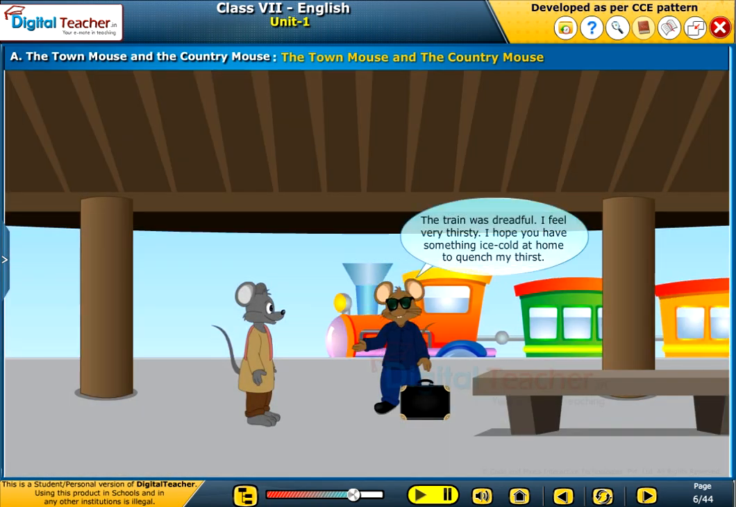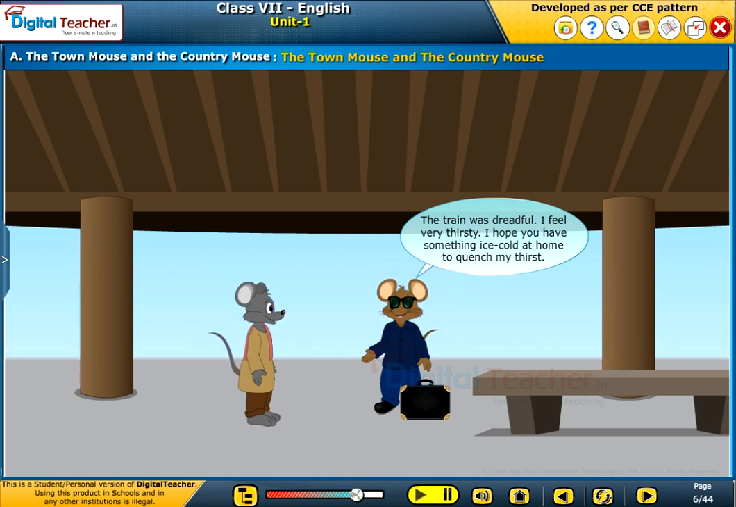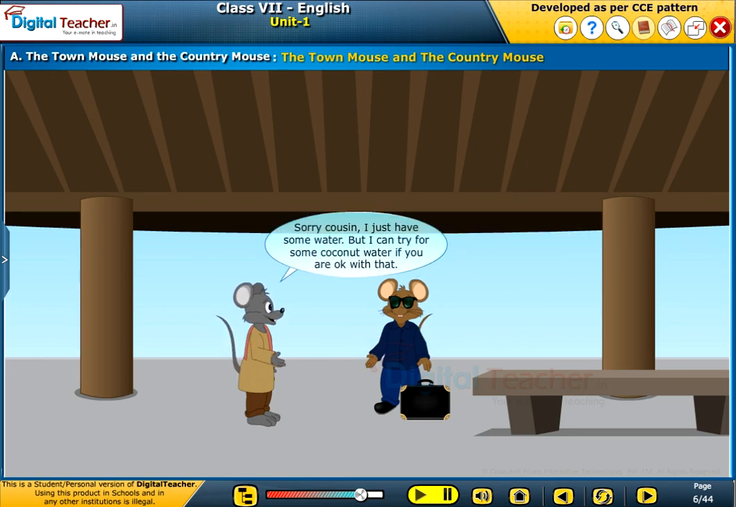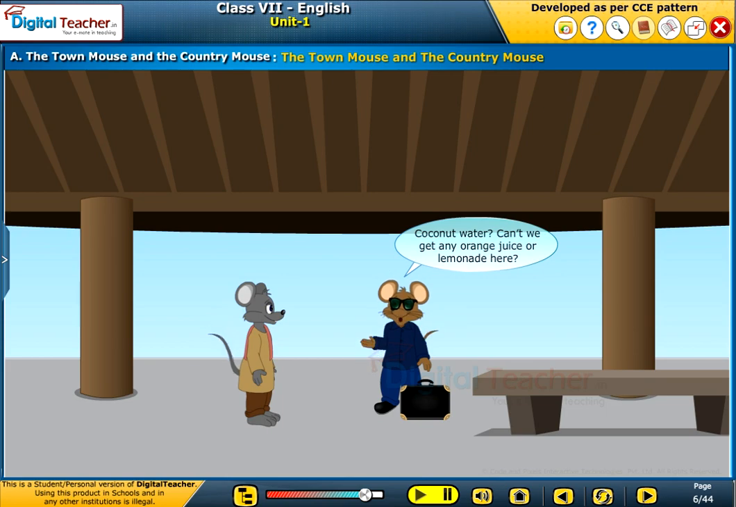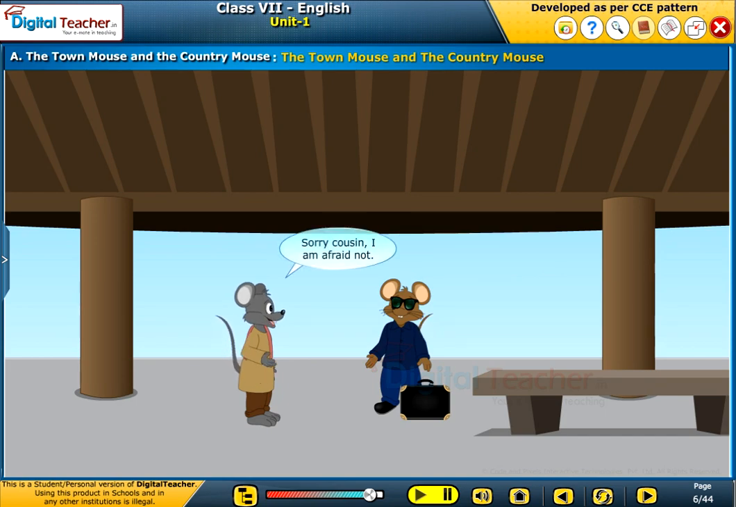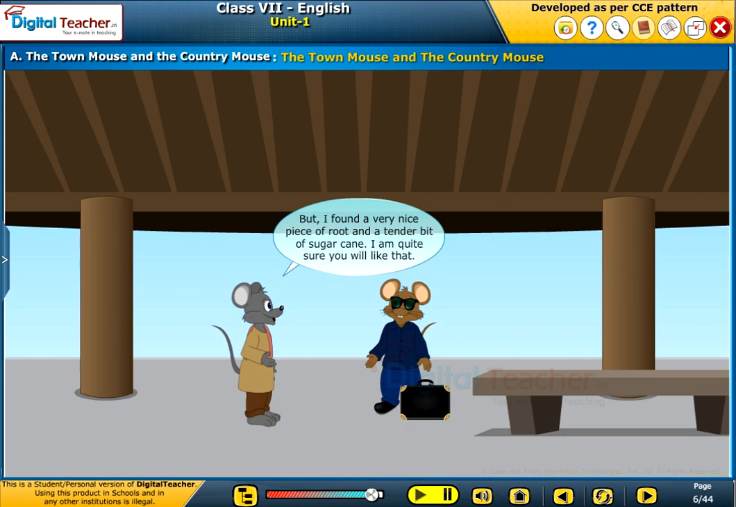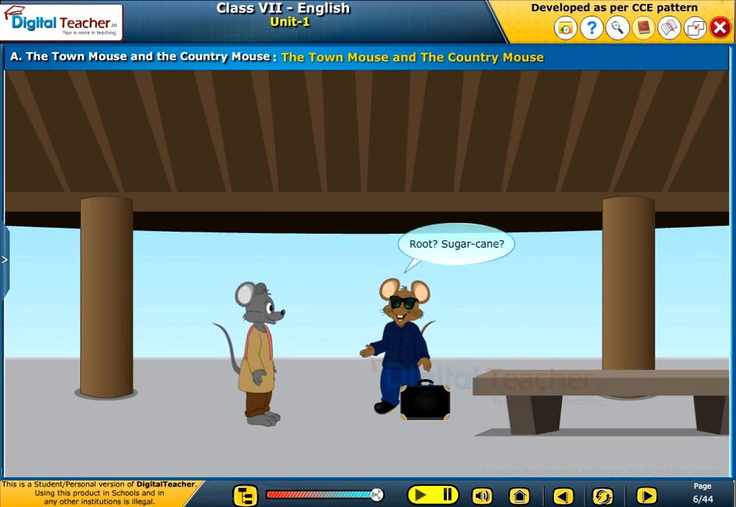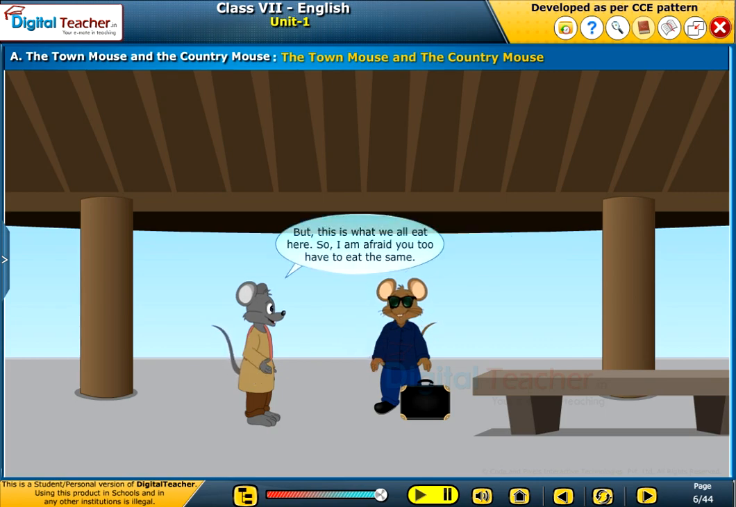The train was dreadful. I feel very thirsty. I hope you have something ice cold at home to quench my thirst. Sorry, cousin. I just have some water. But I can try for some coconut water if you are okay with that. Coconut water? Can't we get any orange juice or lemonade here? Sorry, cousin. I'm afraid not. But I found a very nice piece of fruit and a tender bit of sugar cane. I'm quite sure you will like that. Root? Sugar cane? I just can't eat raw food. But this is what we all eat here. So I am afraid you too have to eat the same. This is not too bad to eat.